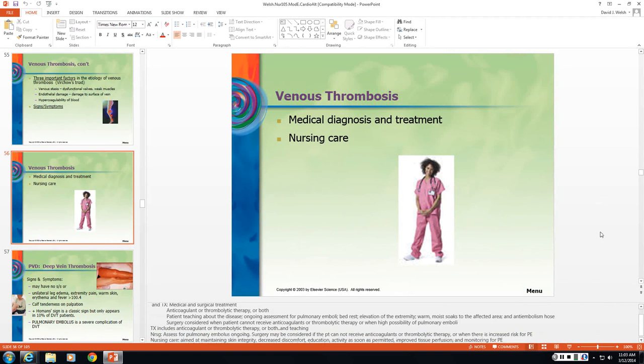Anti-embolism hose are going to be put on the patient. Now, if they have to have surgery, it's considered when a patient can't receive anticoagulants or thrombolytic therapy, or when there's a high possibility of a pulmonary emboli. So surgery is considered in these cases.